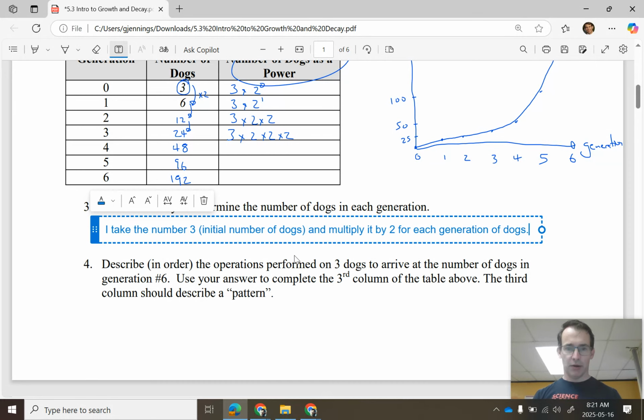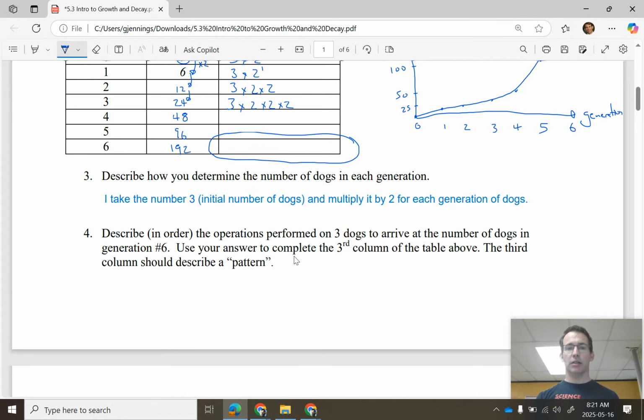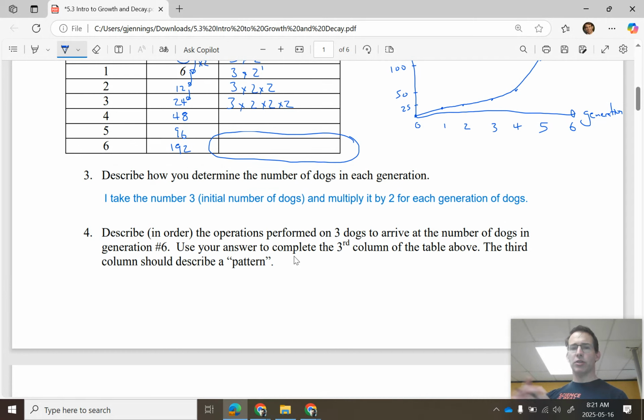Cool. All right. So, the order of operations performed on 3 dogs to arrive at the number of dogs in generation 6. What will my order of ops, my BEDMAS, look like at this level here? What are the operations you do to 3 dogs? And I don't mean in a practical sense, I mean in a mathematical sense. To arrive at the number of dogs, 192, in generation 6. What do you do to the number 3 to get it to balloon up?